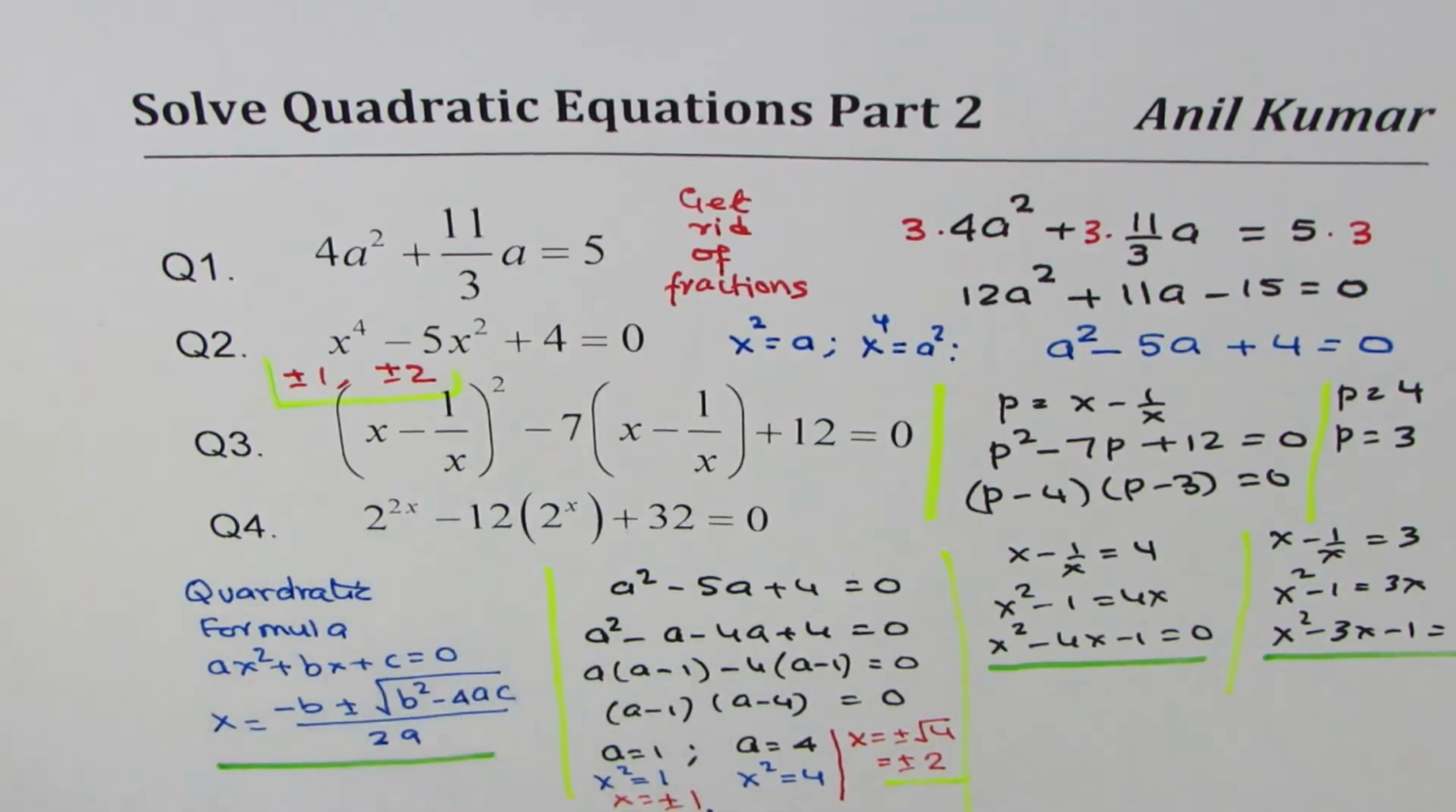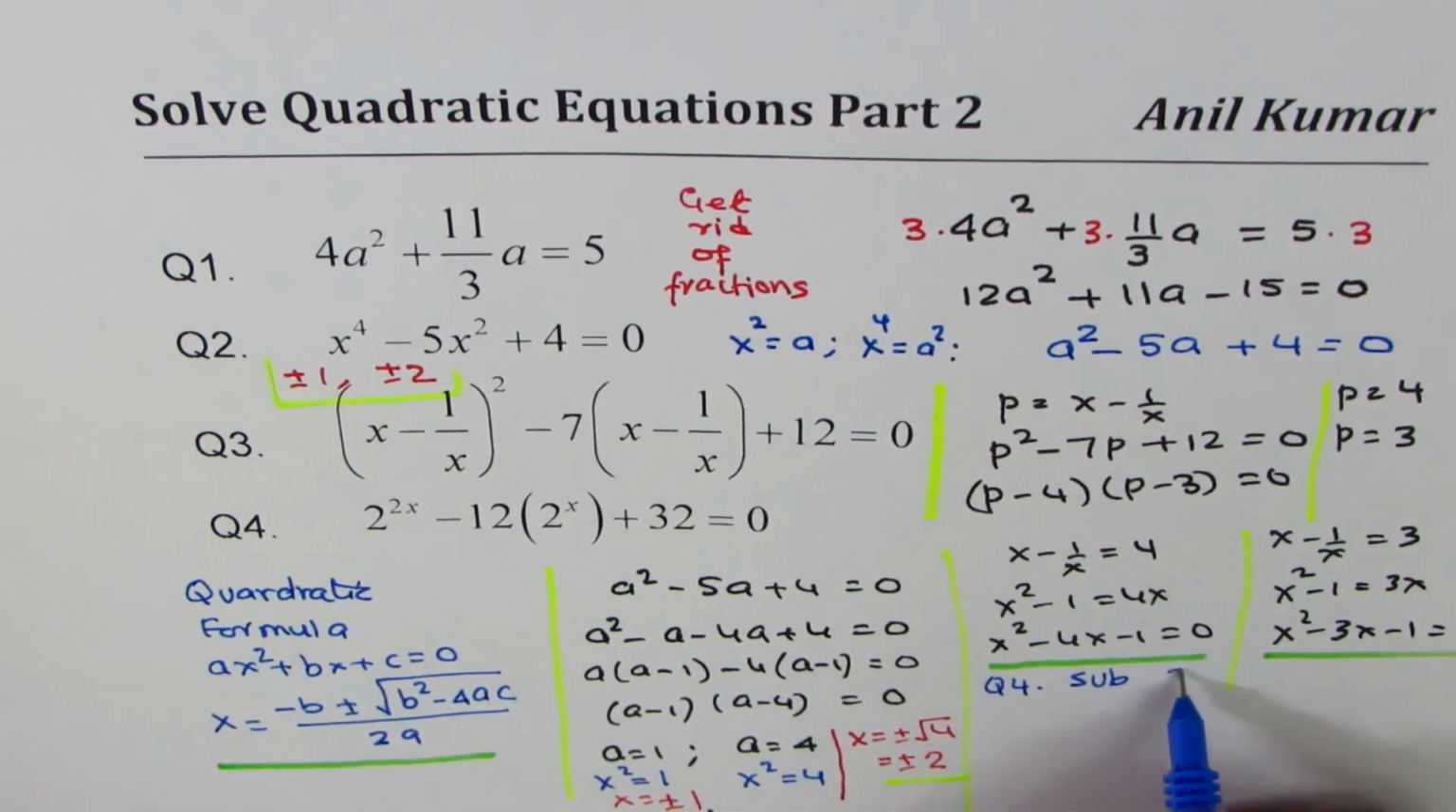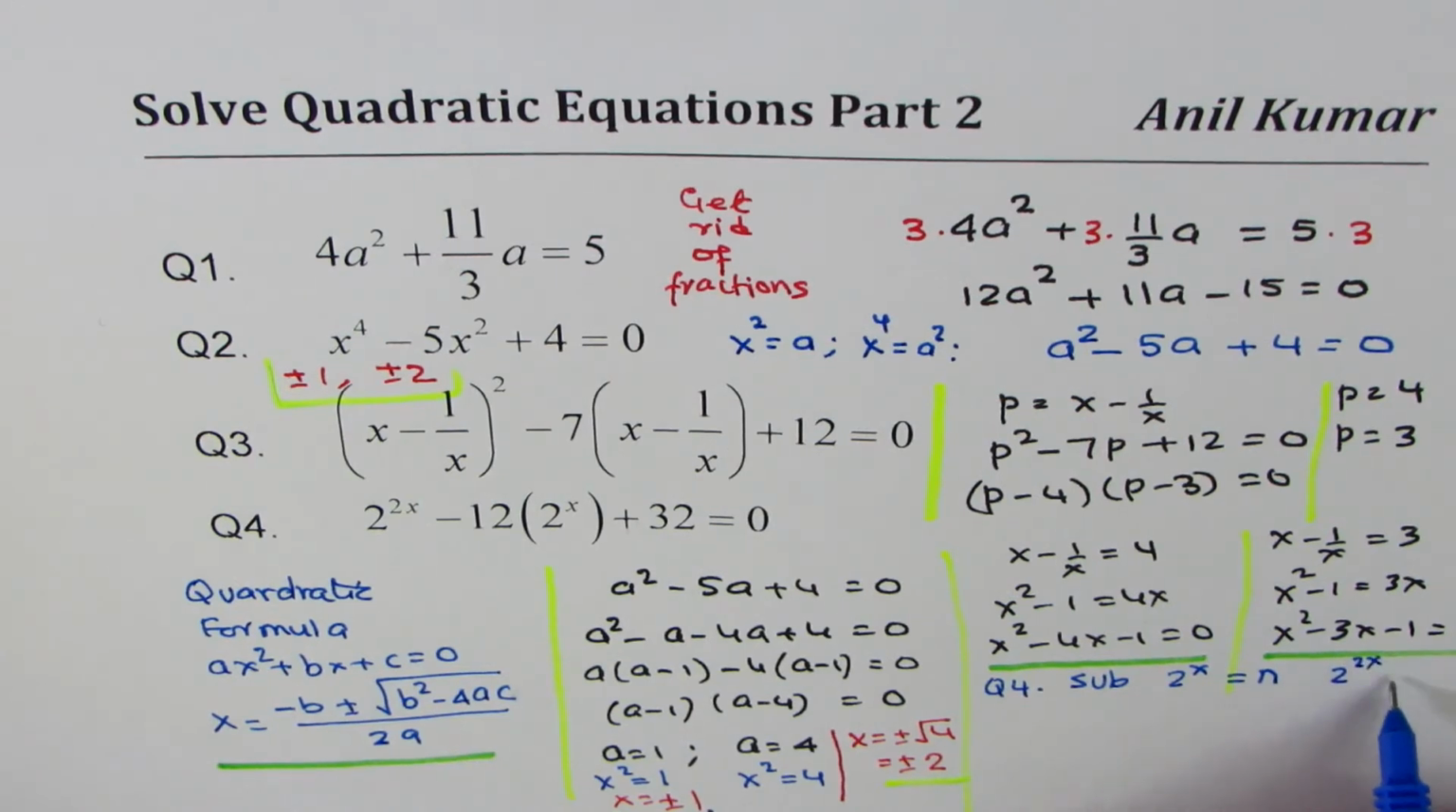Here we'll make a substitution. It is 2 to the power of 2x minus 12 times 2 to the power of x plus 32. So we'll substitute for 2 to the power of x some number. Let us say, let it be n, right? So here we are doing question number 4 now. I'll just give you the strategy. Substitute 2 to the power of x as, let's say, a number n. Then 2 to the power of 2x will be n squared, correct? So we can write this as n squared minus 12n plus 32 equal to 0, right?